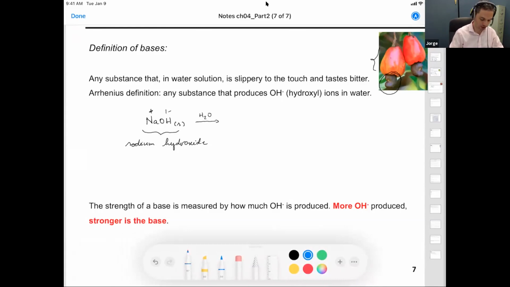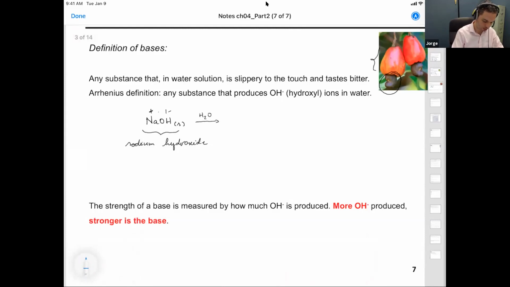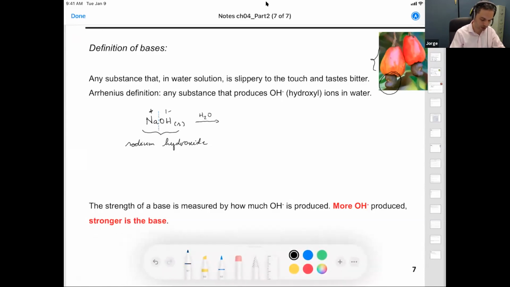Because this is an ionic compound, the water may break the interaction between sodium and hydroxyl, and that's going to split the compound in two parts. The first one is Na plus, dissolved in water, therefore AQ, plus hydroxyl ions, dissolved in water as well, therefore AQ. So OH minus is always called hydroxyl.